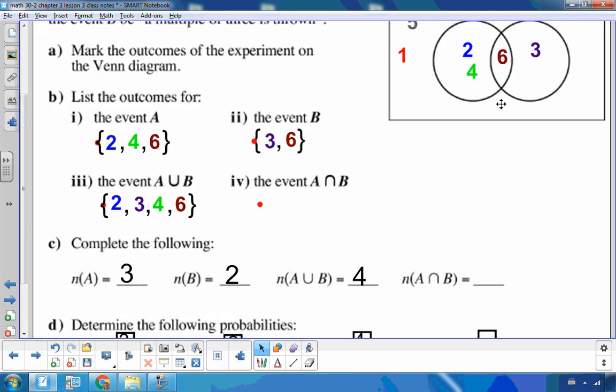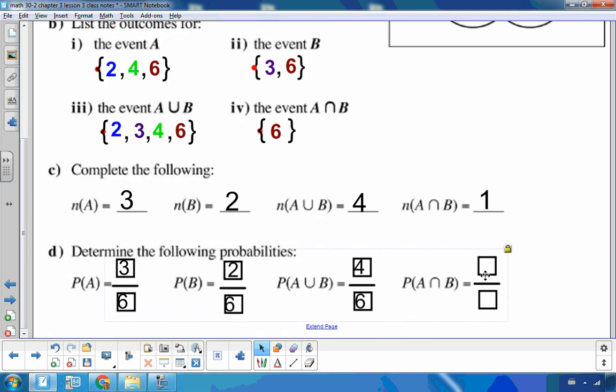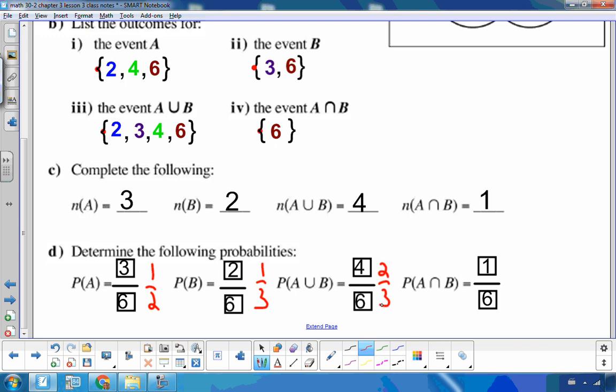A and B, that's the overlap right there in the middle, which is 6. You can see there's 1 element there, so the probability would be 1 out of 6. Now for these fractions here, I'm just going to put these in lowest terms, a half, a third, and 2/3.